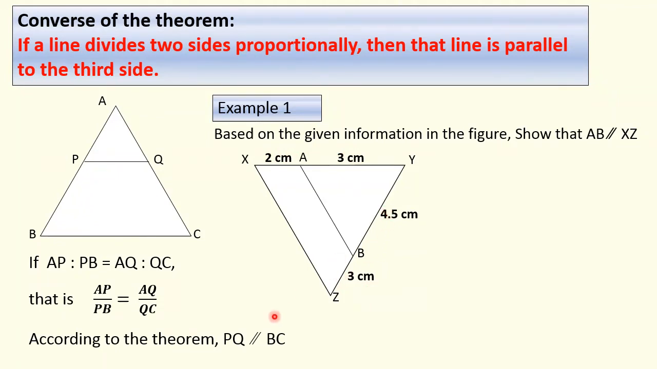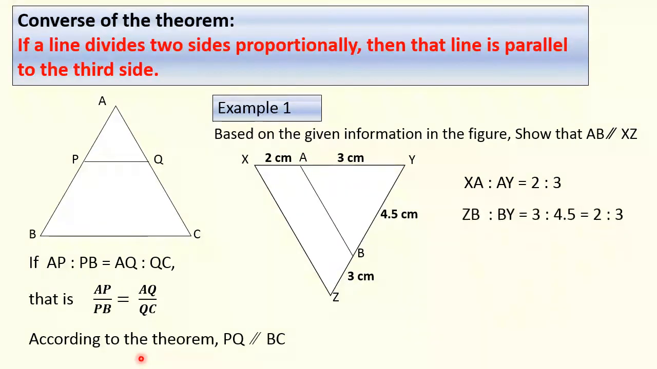Let's go for the ratios of each side. When you consider the side XY, the divisions ratio is given as 2 to 3. So XA is to AY, 2 is to 3. This is the ratio of the side XY.